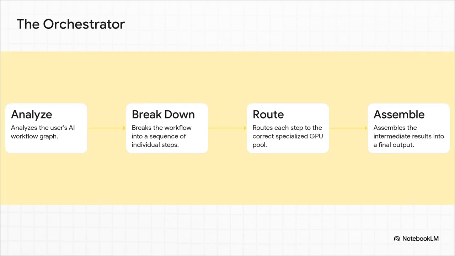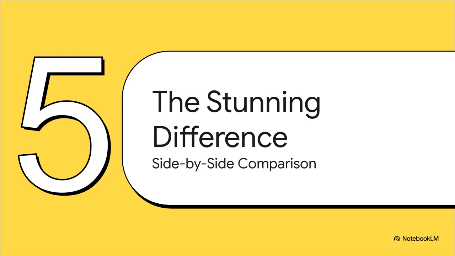It's all about using the right tool for the right job. So who's the genius conductor of this whole orchestra? That's a piece of software called the orchestrator. You can think of it as the brain of the entire operation. When your request comes in, it looks at it, and it intelligently breaks it down into all the little individual steps. Then it acts like a super smart air traffic controller, sending each little task to the absolute best GPU pool for that job. And then, once all the pieces are done, it puts them all back together and sends you the finished product.